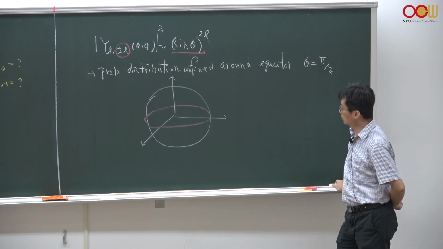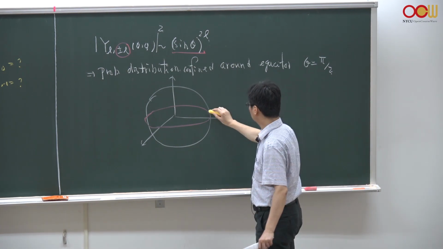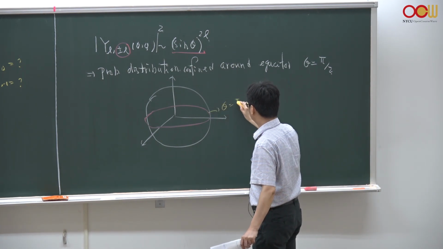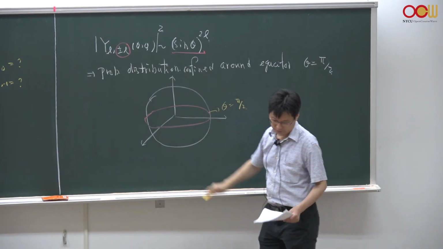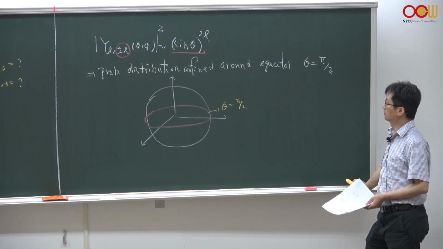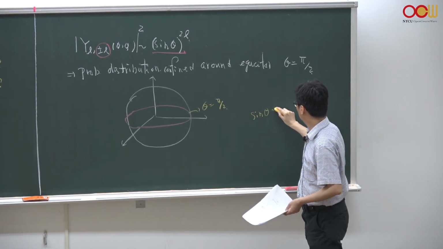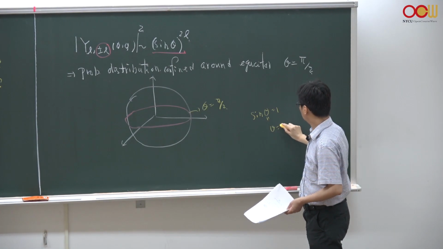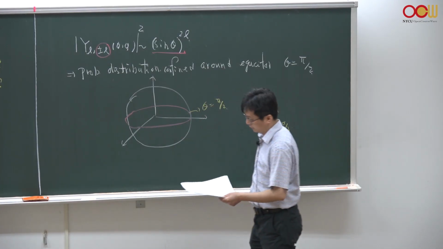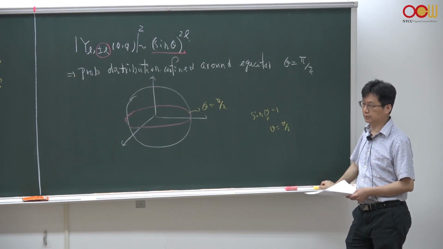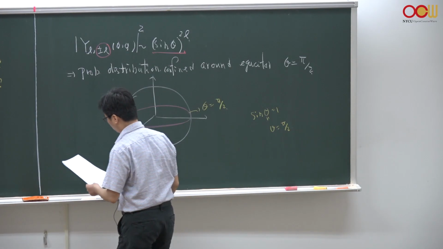But this distribution is highly confined around the equator. The equator is here, theta equals pi over 2, which is indicated by this red circle right here, because when this is maximum, sine theta is actually 1, which means that theta is half a pi. Around the equator, you get this largest probability. In that case, this is very close to the classical angular momentum vector.